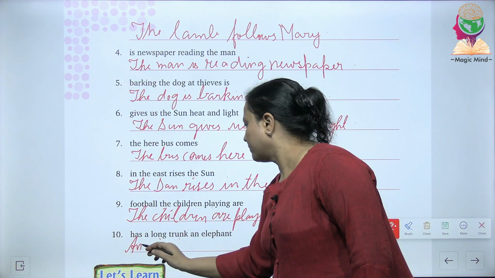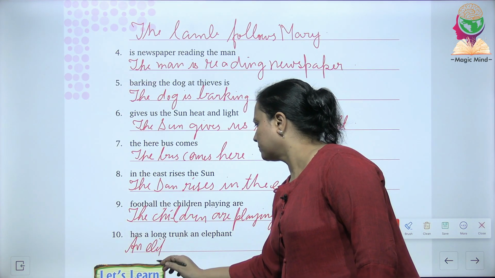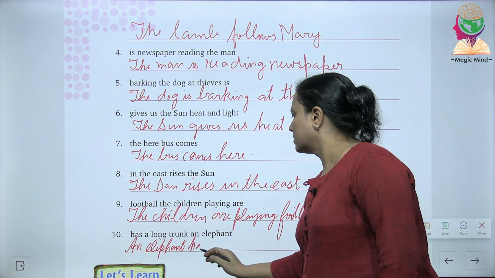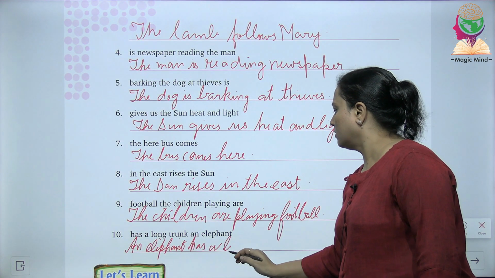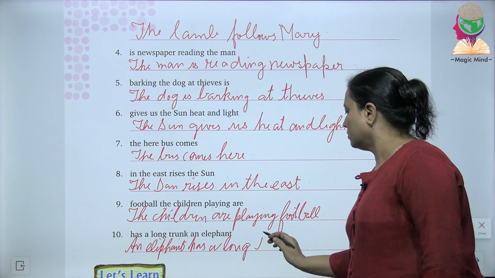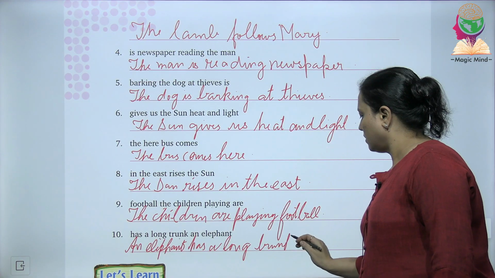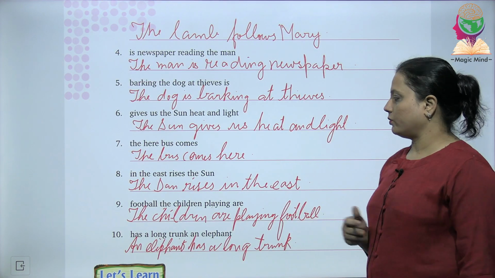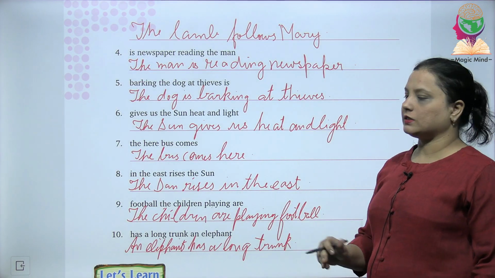An elephant has a long trunk. And again we will end the sentence with a full stop. So with this we have completed this exercise.